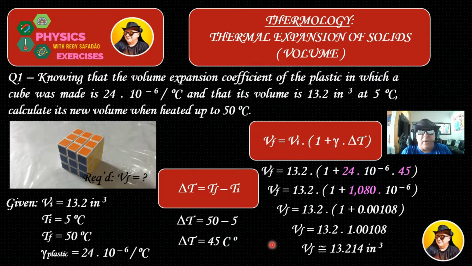Okay, let's compare. I just like to compare when I finish one word problem. See the final volume and see the initial volume. Okay, the initial volume is 13.2 and the final volume is 13.214. Okay, this number is just a little bit larger than 13.2, isn't it? Can you see? Can you compare? Okay, so what does it mean? It means that there was a change in volume. All right. So let's go to question number 2.